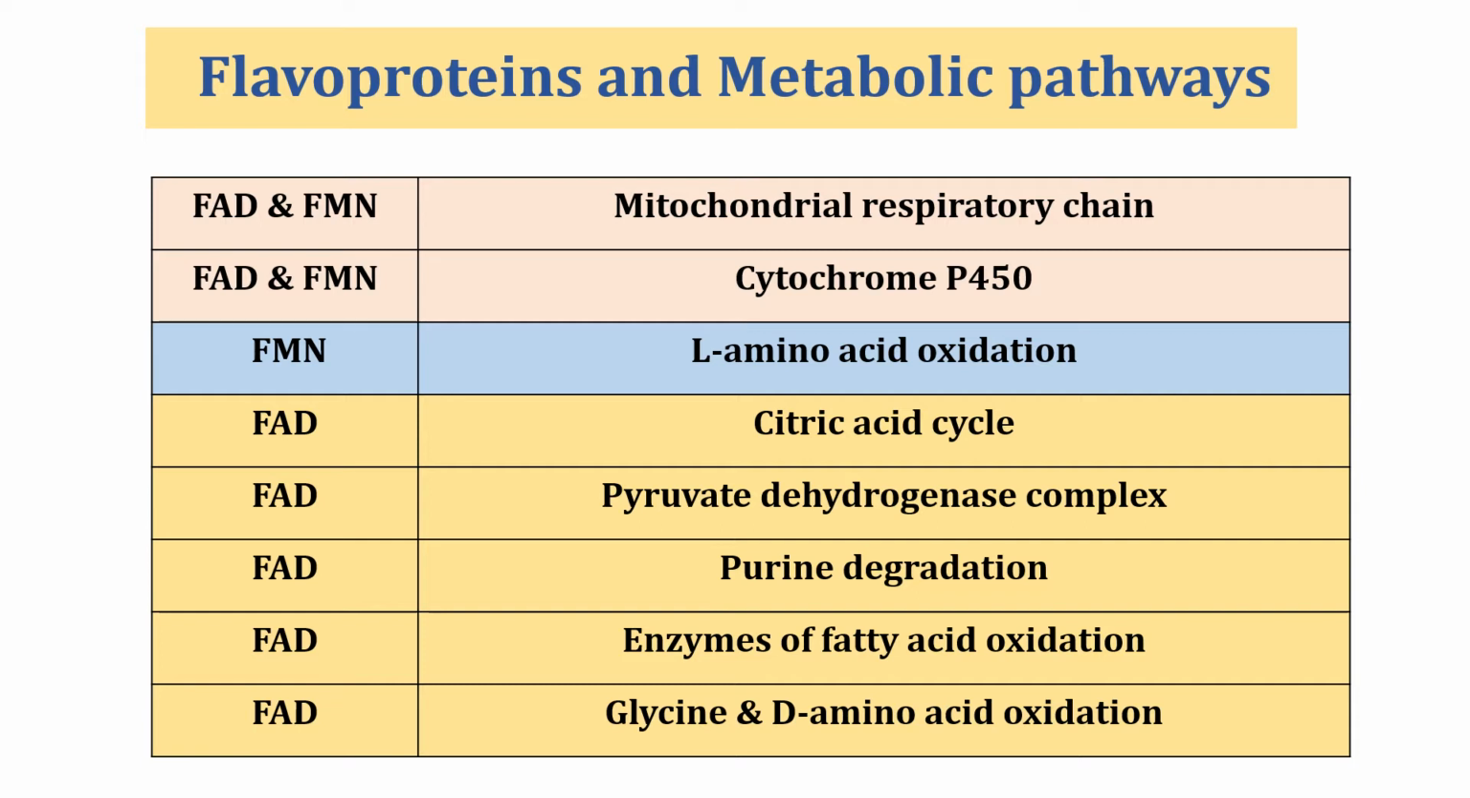FMN is required in L-amino acid oxidation to produce ammonia, and FAD is required for various pathways like citric acid cycle, pyruvate dehydrogenase complex, purine degradation, enzymes of fatty acid oxidation, and glycine and D-amino acid oxidation. They all are catabolic pathways which oxidize the organic substance to produce energy in electron transport chain. So FMN and FAD both are required for oxidation processes and for energy generation in electron transport chain.